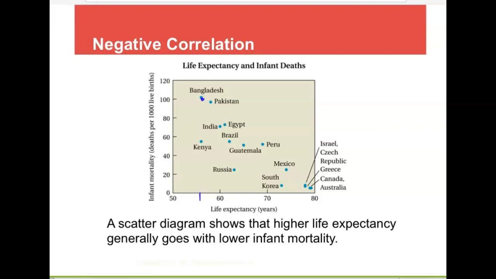So what do you think is the underlying cause there? There probably is a common underlying cause: countries that have low infant mortality tend to have high life expectancy, and countries that have high infant mortality tend to have low life expectancy. Yeah, probably access to healthcare, right?